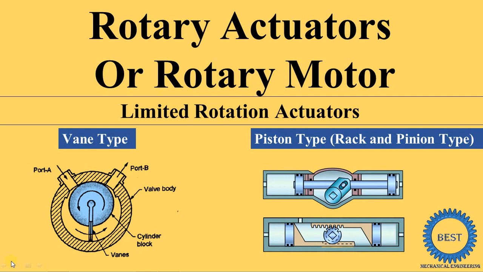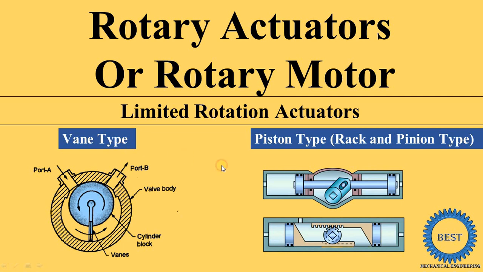In this video, I explained the rotary actuators or rotary motors. First classification of the rotary actuator is the limited rotation actuators. And in limited rotation actuators there are two types. First one is the vane type and second one is the piston type. So I explained the two types of rotary actuators in this video, vane type and piston type rotary actuators.